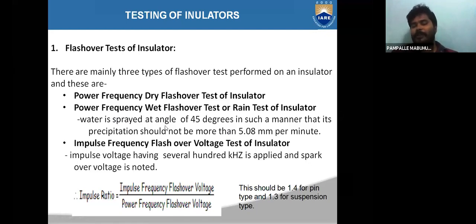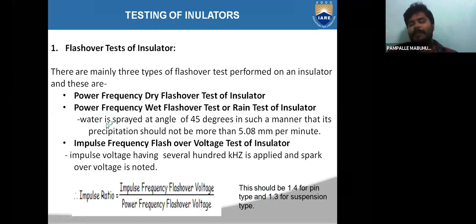You spray the water at an angle of 45 degrees, apply the voltage across the insulator, and increase the voltage to some specified voltage which is less than the spark over voltage. That voltage should also be kept for 30 seconds or 1 minute. Under these conditions, the insulator should not puncture or flash. There should not be any flashover. Then the insulator is said to have passed this power frequency wet flashover test.